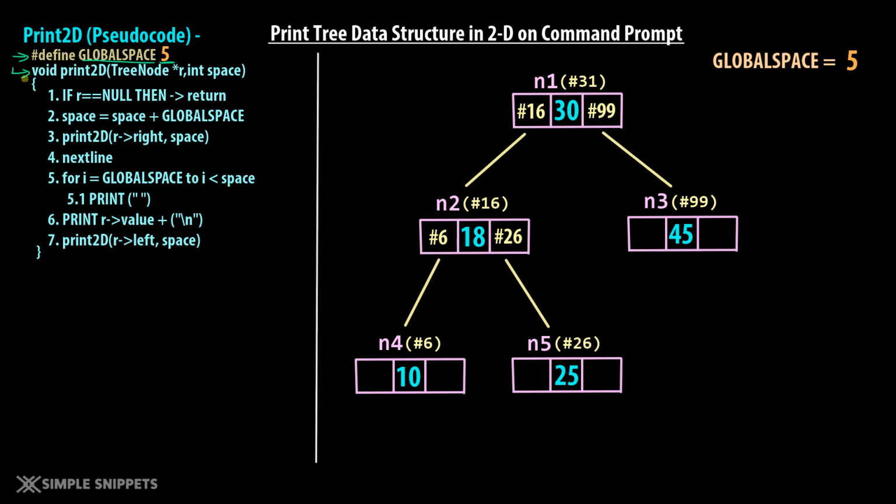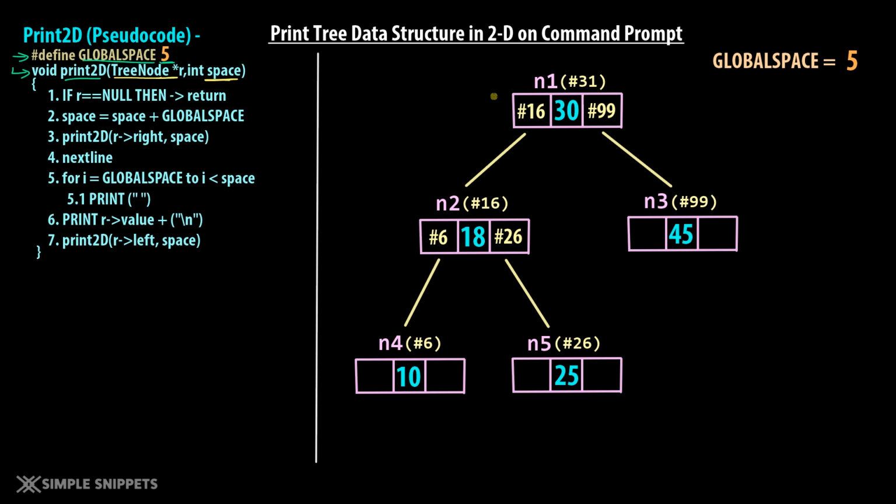Now moving on to our function name: void print2D, because it does not return anything. I've just named it print2D; you can name it anything you want. It accepts two arguments, a tree node and the space value.